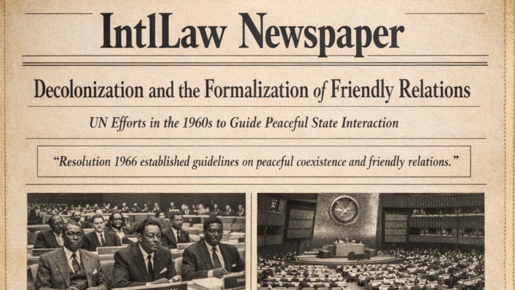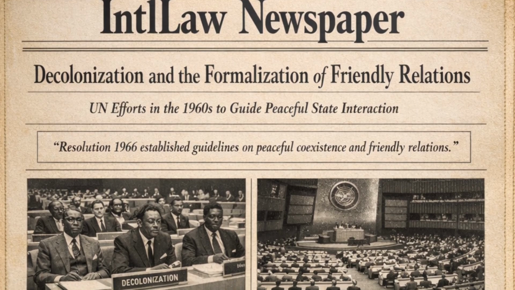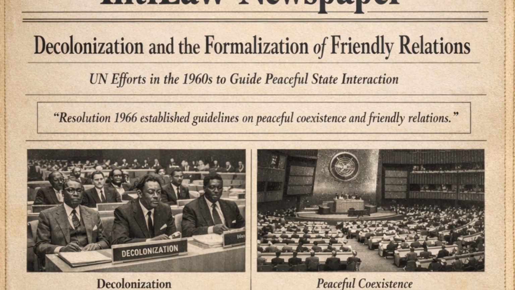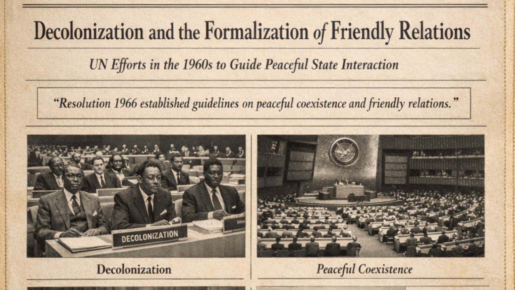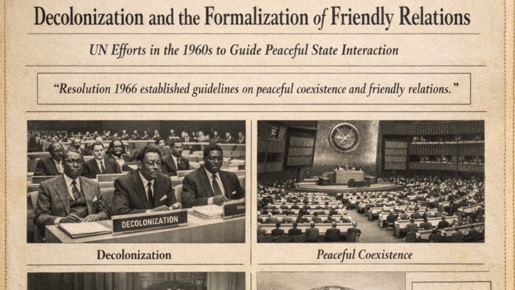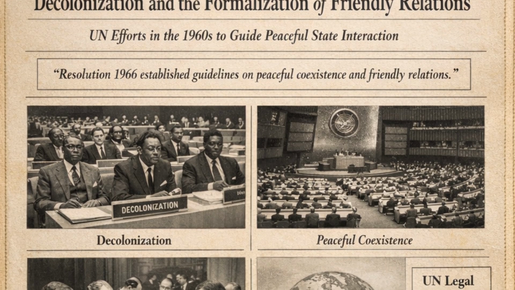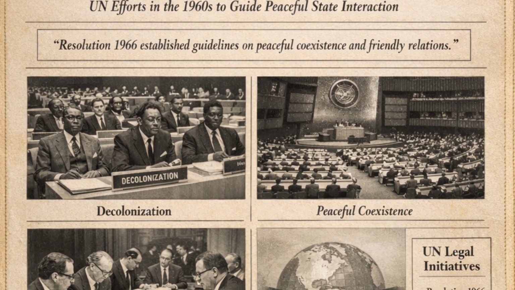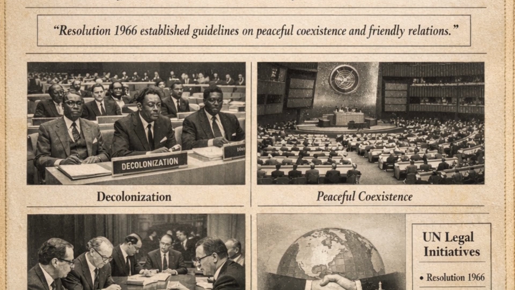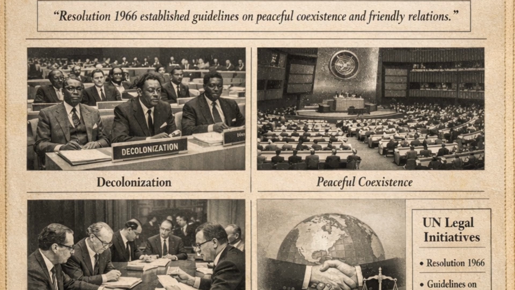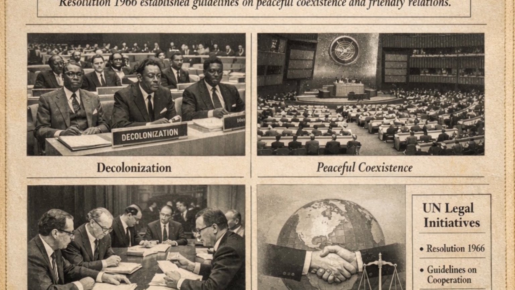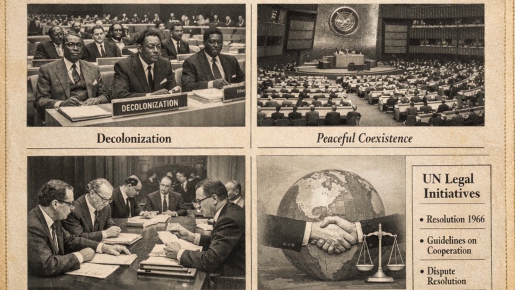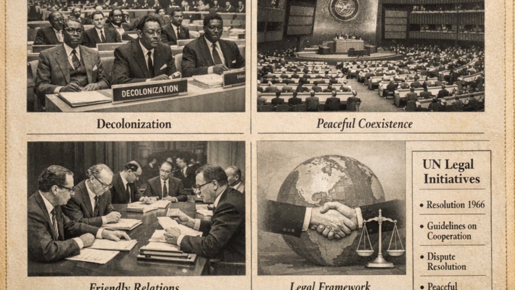The 1960s brought decolonization, with many newly independent states entering the international system. The United Nations recognized the need to establish clear, universally applicable principles for state interaction. In response, the UN General Assembly adopted Resolution 1966, creating a committee tasked with drafting guidelines on peaceful coexistence and friendly relations. This effort aimed to formalize implicit norms and provide a legal framework to guide states in cooperation, dispute resolution, and peaceful interaction.